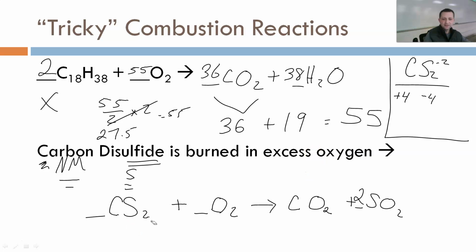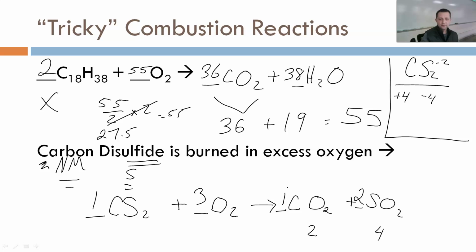I need to balance oxygen last. So I have 2 oxygens here, 4 oxygens here. That gives me 6 total. So I need to put a 3 here, and 1 there if you want it to look like that. So you have CS2 plus 3O2 yields CO2 plus 2 SO2. Not too difficult.